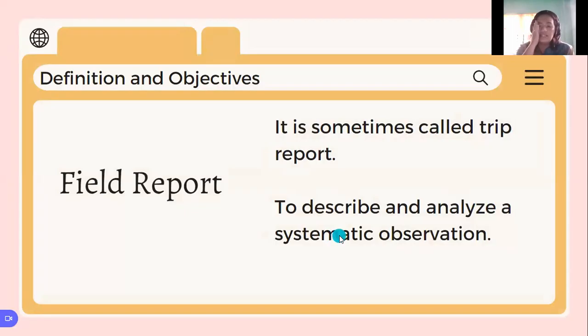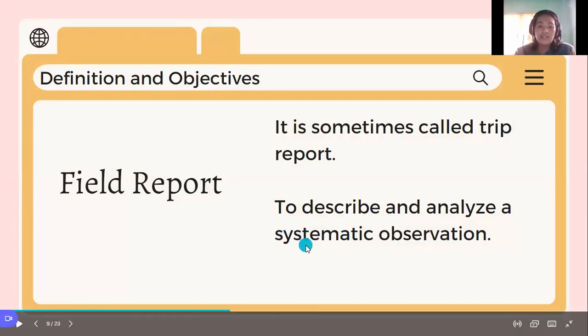The field report is sometimes called trip report. So when you go on a trip, when you go to places, that's what you're going to report about. Now, they describe and analyze a systematic observation. And so more likely on agricultural trips, that's where field reports are made use of.